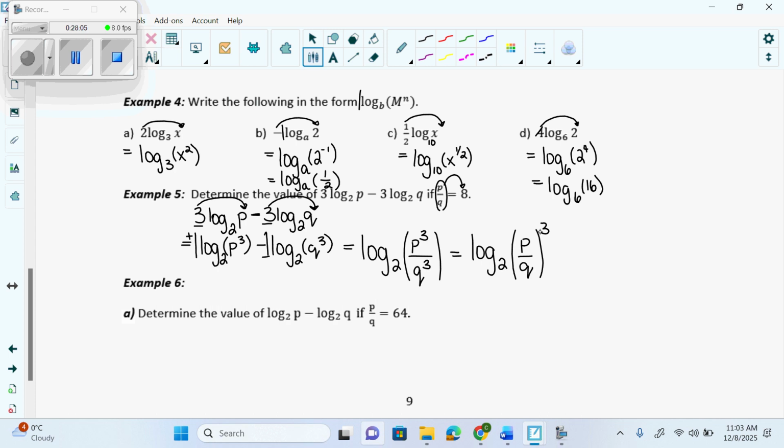Now do I have a p divided by q somewhere? Yeah, in that bracket. And what does p divided by q equal? 8. Does it not? P divided by q equals 8. So can I replace this with an 8? This little piece right here? Yeah. So I can get log base 2 of 8 cubed.